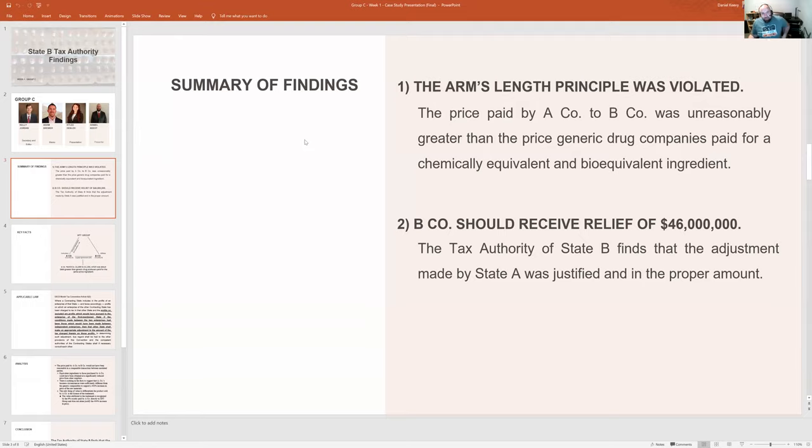So I think the summary of findings, and I'll be brief here because we've discussed this fairly at length, is that our view is that the arm's length principle was violated. The price paid by A company to B company was unreasonably greater than the price that generic drug companies paid for the chemical and bioequivalent ingredient. And as country B, we feel that B company should receive a relief of 46 million, as we find that the adjustment made by State A was justified and in the proper amount.